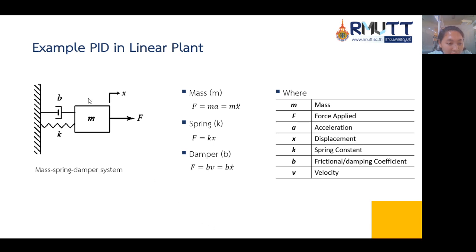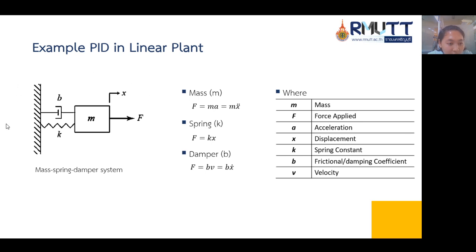And then this is the mass spring damper system. There is a mass with symbol M, a damping coefficient with symbol B, a spring constant with symbol K, a displacement with symbol X, and a force with symbol F.